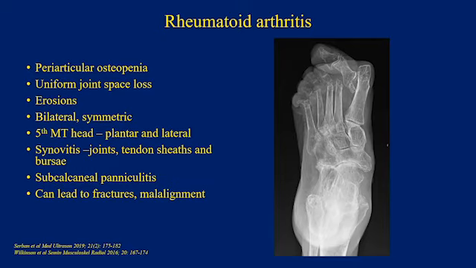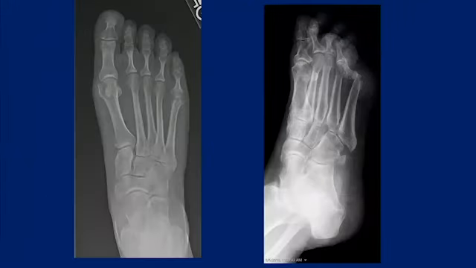I'll typically tell our residents and fellows if someone comes by with a curbside consult and wants to know, here's a foot film, does this patient have rheumatoid arthritis? Their eye should directly go to the fifth MTP joint. Synovitis and other soft tissue pathologies, and obviously the deformities and osteoporosis, can ultimately lead to complicating fractures and malalignment.